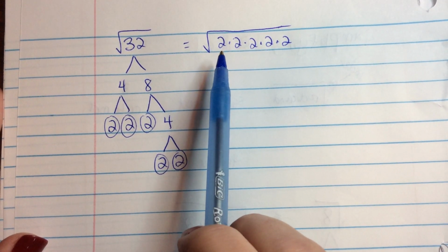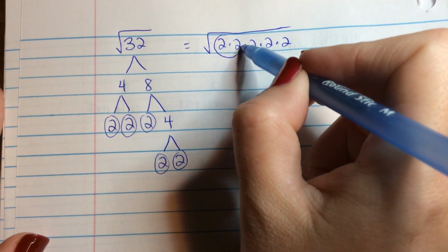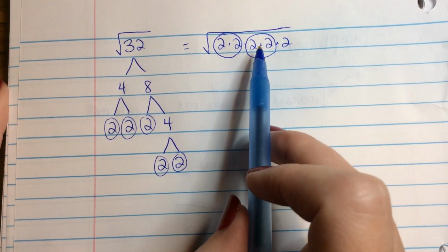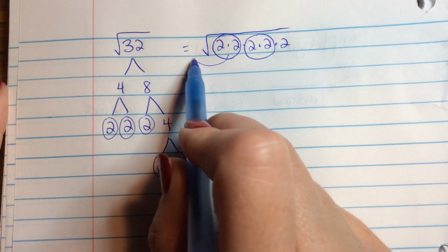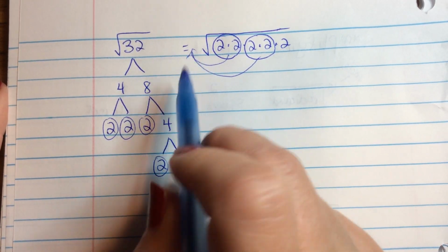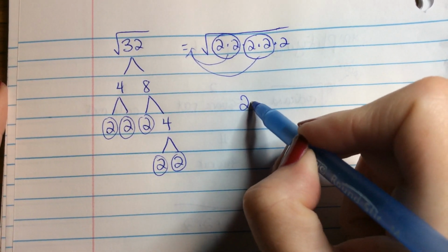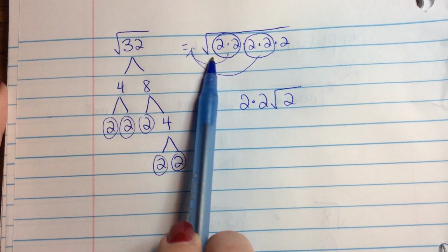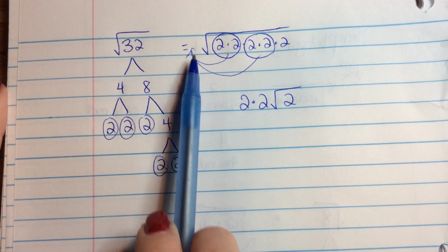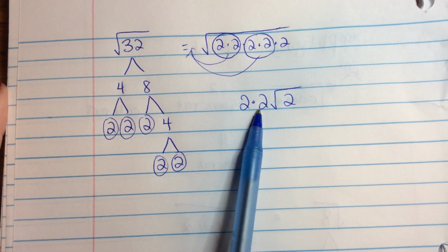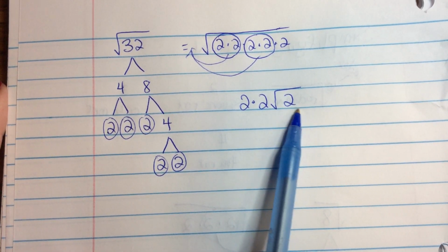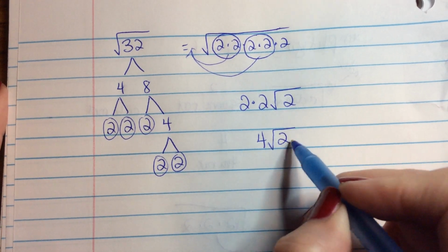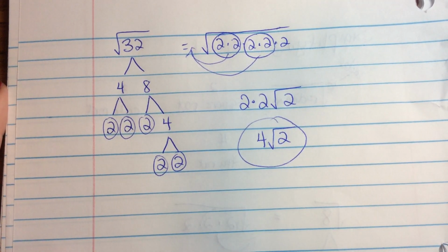All right, I'm looking for pairs, so I have a pair of 2's here, and I have a pair of 2's here. So I have 2 2's that are going to come out. So this one's going to come out, and this one's going to come out. So what I really have is 2 times 2 square roots of 2. Anything that comes out front gets multiplied. If I had more than one number inside, it would also get multiplied. So this is 4 square roots of 2. Final answer.